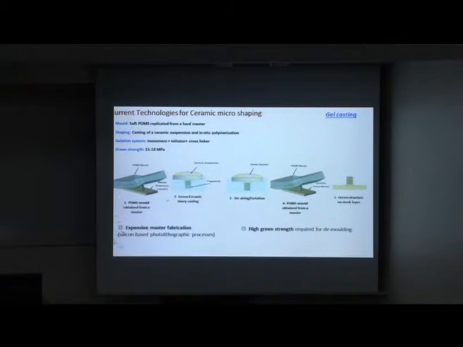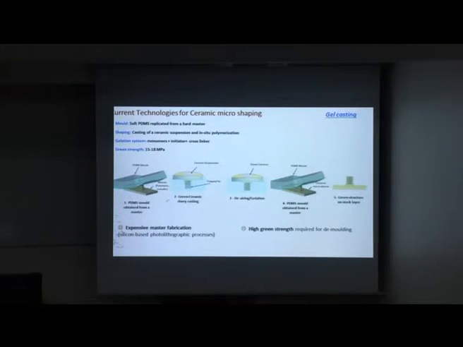The limitation of this technology is that we need a master to obtain the mold. Usually the technologies used to obtain these masters are expensive, such as silicon-based photolithographic processes usually used in the electronic industry. Another requirement is that we need a high green strength for demolding these microparts. In traditional gel casting, which uses monomers, initiators and crosslinkers as the gelation system, the green strength obtained is in the range of 15 to 18 megapascal, which is not enough for demolding, for example, high aspect ratio microcomponents.